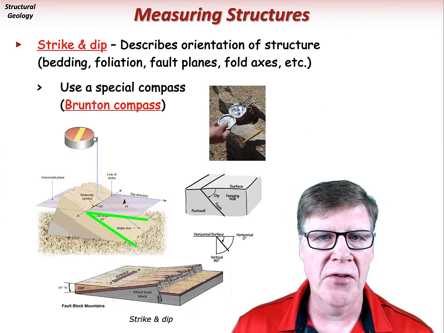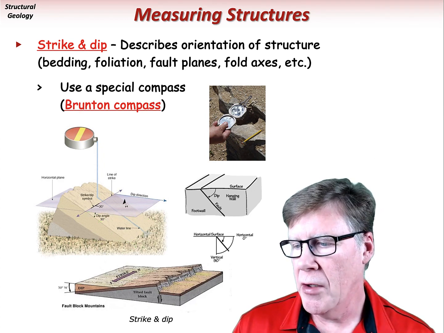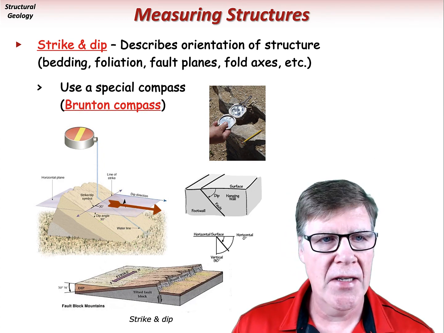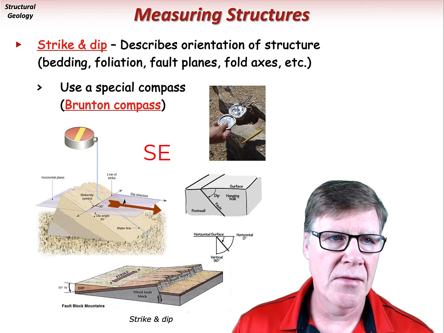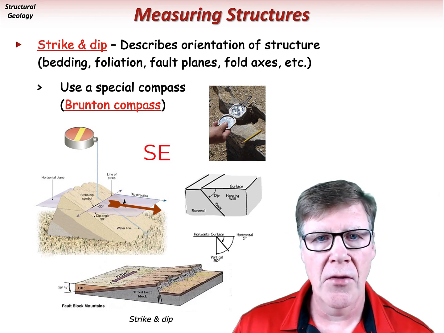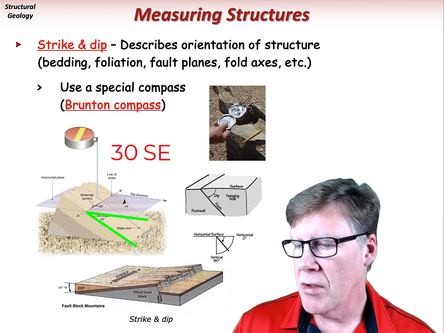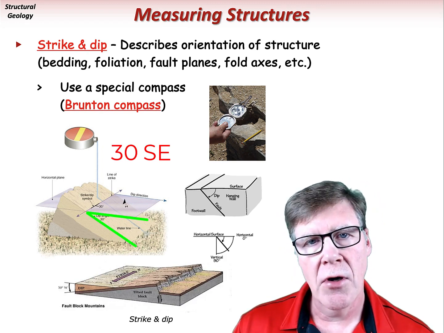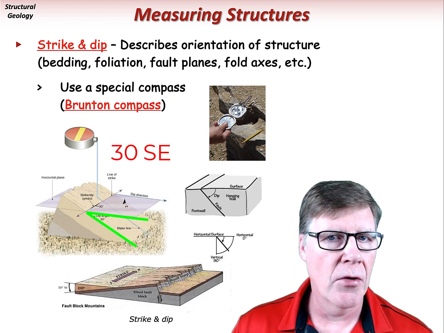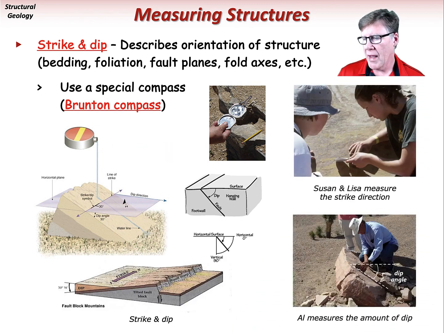Dip is pretty easy to visualize. For it, we note the direction of dip as a compass direction, northeast, northwest, southeast, southwest, and the amount of dip from horizontal, 0 being horizontal and 90 being vertical. Al is measuring the dip of bedding at a tilted sandstone outcrop. Not sure what the dip direction is here, somewhere off to the right, but it looks like the dip angle is about 30 degrees from horizontal.